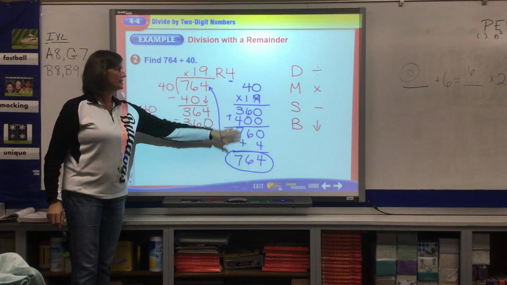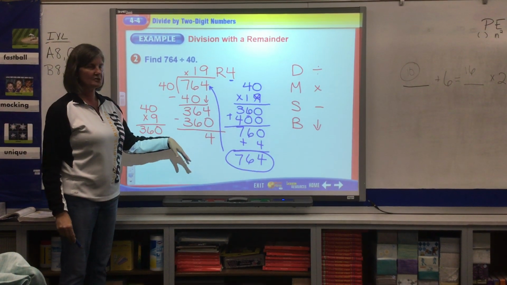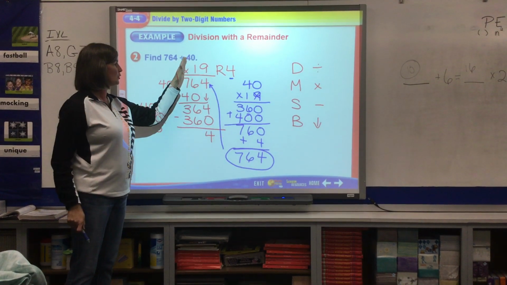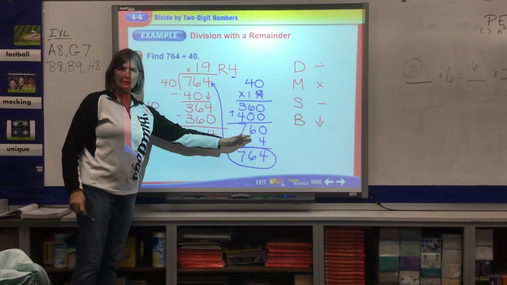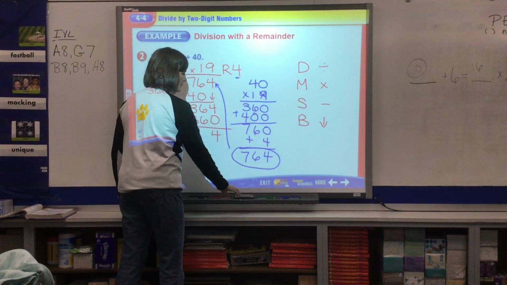All right, and so this multiplication proves that we divided correctly. Just remember, dividing and multiplying are inverse operations. You can check your division by doing multiplication. And then if there's a remainder, you just add that remainder in.